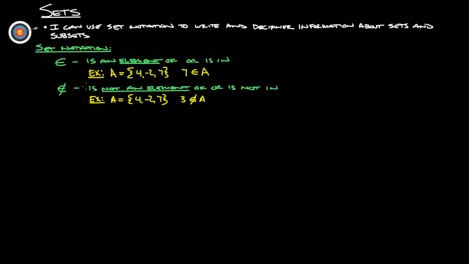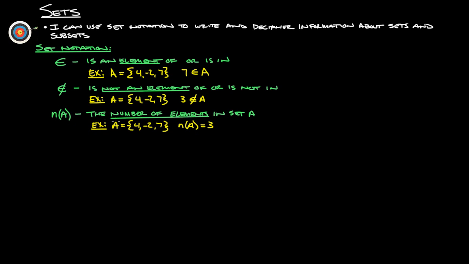Next thing we have here is the funny looking E with a slash through it, is not an element of or is not in. So again, if set A is 4, -2, and 7, 3 is not an element of set A because 3 is not in there. It's not a member.